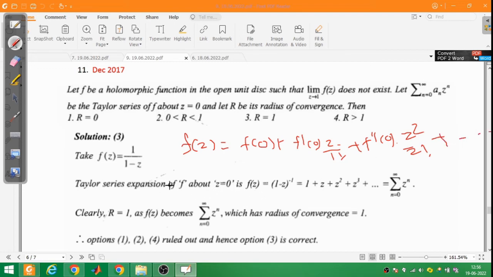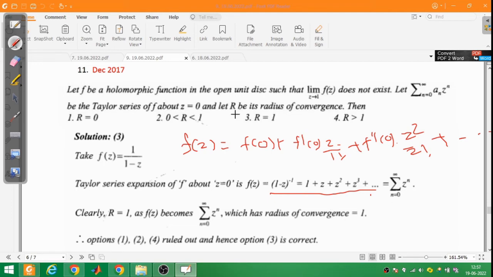Here you find the first derivative f dash, f double dash, and so on, then you apply z equal to 0. The Taylor series expansion of f about z equal to 0 is, here I directly wrote it, if you want to find the Taylor series you have to find it in this manner: 1 plus z plus z square plus z cube and so on. So this is summation n equal to 0 to infinity z power n. Are you clear now?